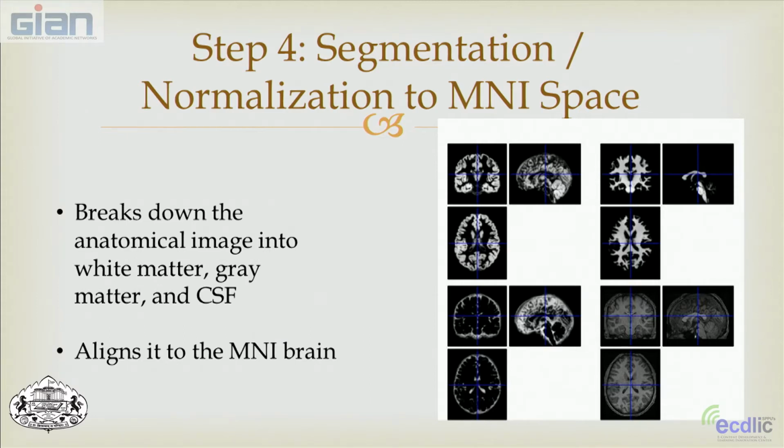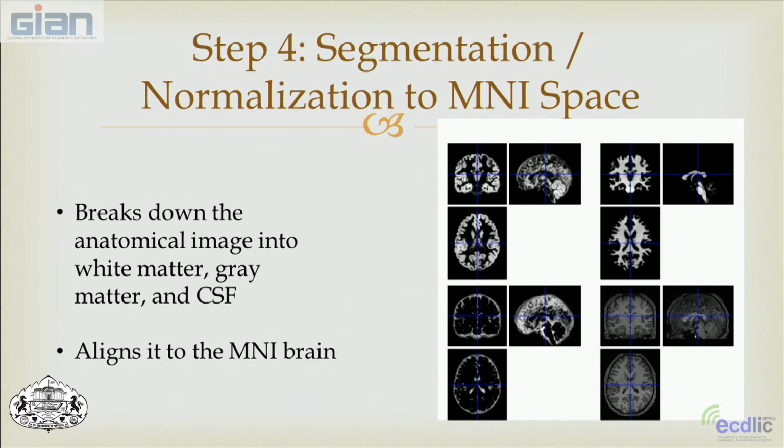And you can see here the different tissue types that we've had segmented from our anatomical scan. On the top left is our gray matter. The top right is our white matter. The bottom left is the cerebrospinal fluid, or the CSF, and the bottom right is our anatomical scan.